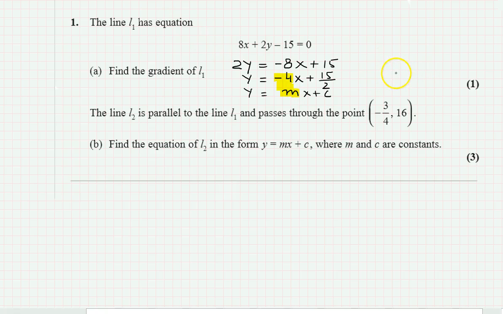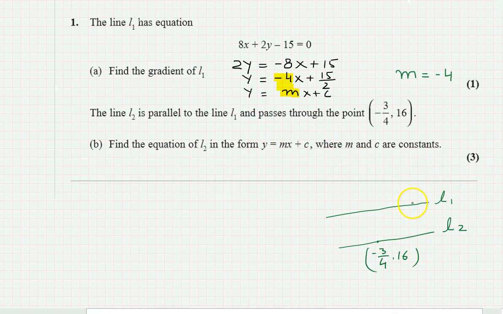4. So m is negative 4. That is the gradient. This is the first line. Second, the line L2 is parallel to line 1. Suppose this is L1 and this is L2. It passes through the point minus 3 over 4 and 16.